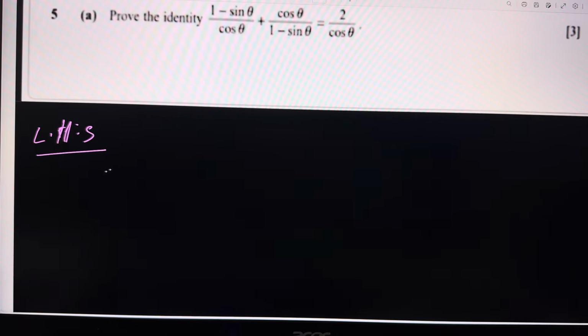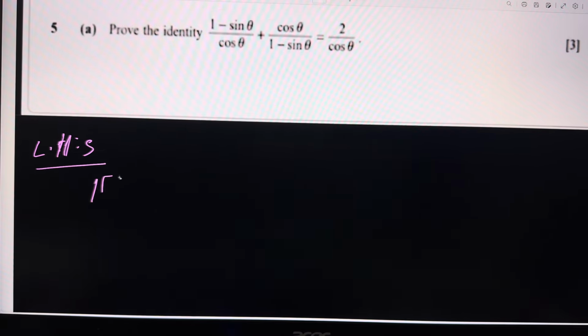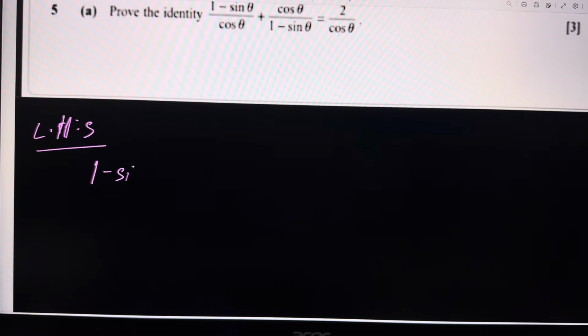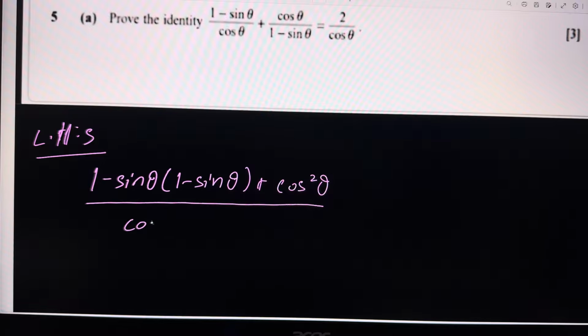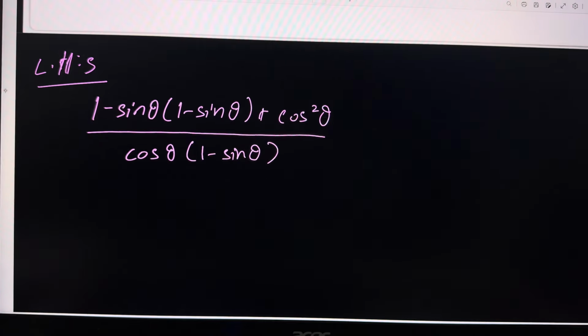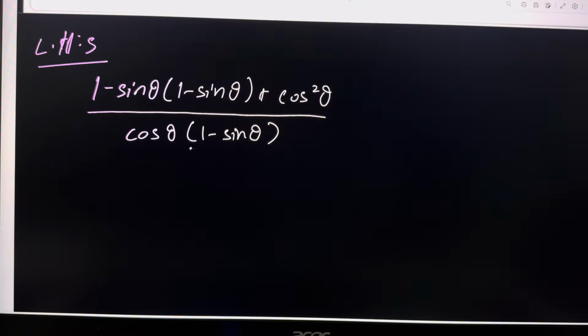So we can take the LCM, so this becomes 1 minus sine theta, 1 minus sine theta again. We can just take a square of the bracket, but I didn't, plus cos square theta upon these two terms, which is equal to cos theta times 1 minus sine theta. And usually people just expand this.